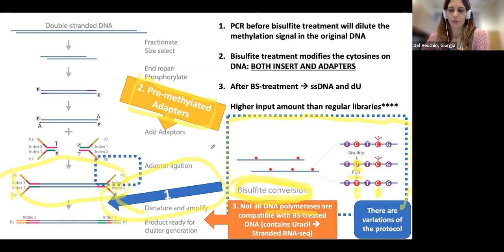And we are going to perform the conversion before the PCR because performing the PCR cycles somehow dilutes the methylation signal. So if we want to look at the methylation signal as it is, so in the original DNA, we are going to perform the bisulfite treatment before the PCR.